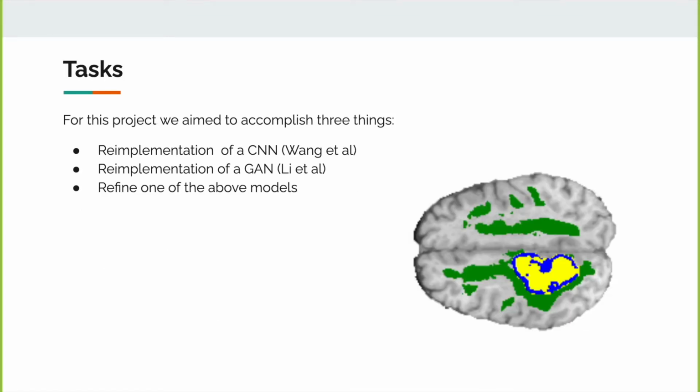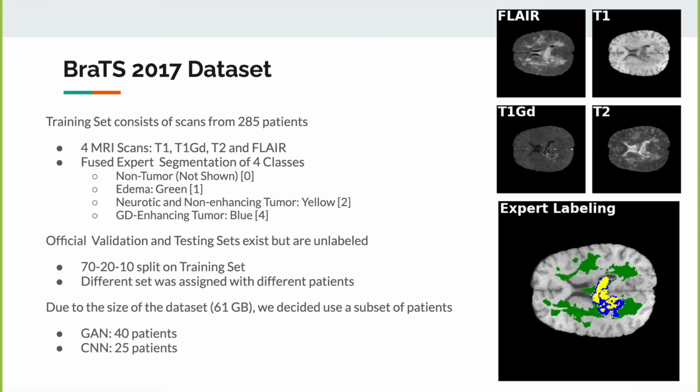For this project, we've re-implemented two existing networks from the literature. To take it a step further, we then made improvements to one of the models. We used a dataset from the BRATS 2017 competition, which consisted of MRI scans from 285 patients. Each patient had 4 scans, and the scans were labeled by the experts with 3 different types of tumor. Since we could not get access to the labels for the validation and testing set, we split the training data to create our own. We made sure that different sets were assigned different patients.